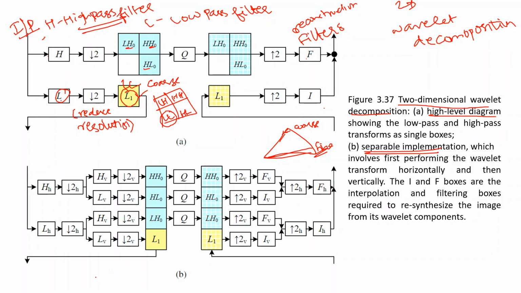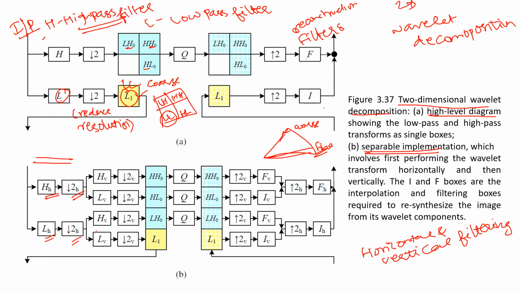Now B is a separable implementation. So we will apply horizontal as well as vertical filtering here. So instead of directly passing a high pass filter, I am going to apply a horizontal high pass filter and a horizontal low pass filter. I am going to perform downsampling on the horizontal filter alone. Only the horizontal values will be considered. Then the resultant is applied on the vertical.